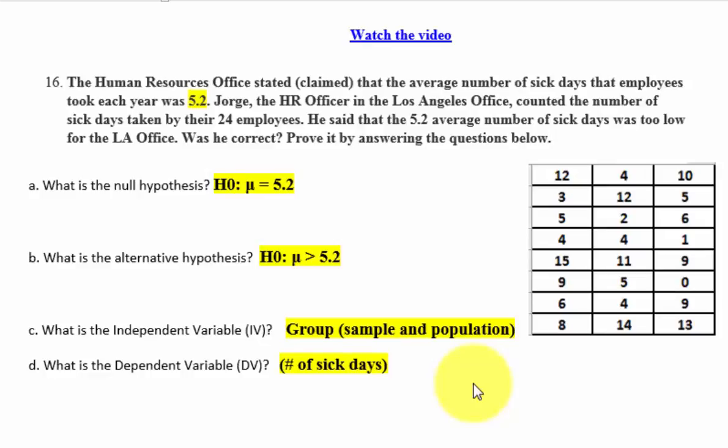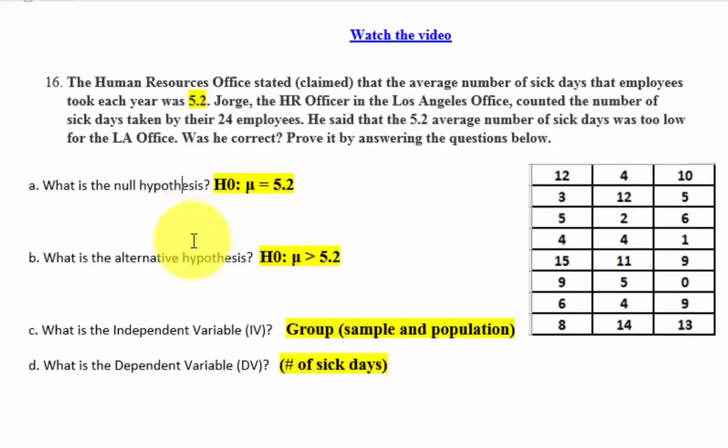So number 16, you're testing a claim again. So this is going to be a sample versus a claim. The claim is that the average number of sick days is 5.2. Jorge thinks it's higher. He takes 24 people at random, records their sick days, and he comes up with a different number. So we're going to walk you through this.